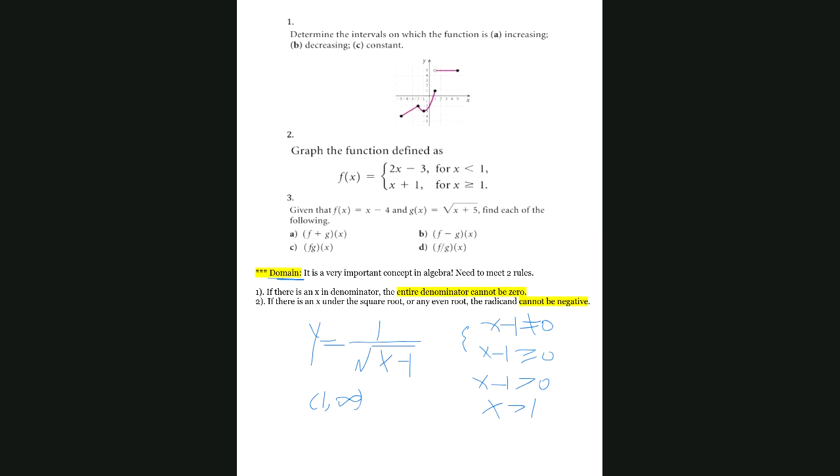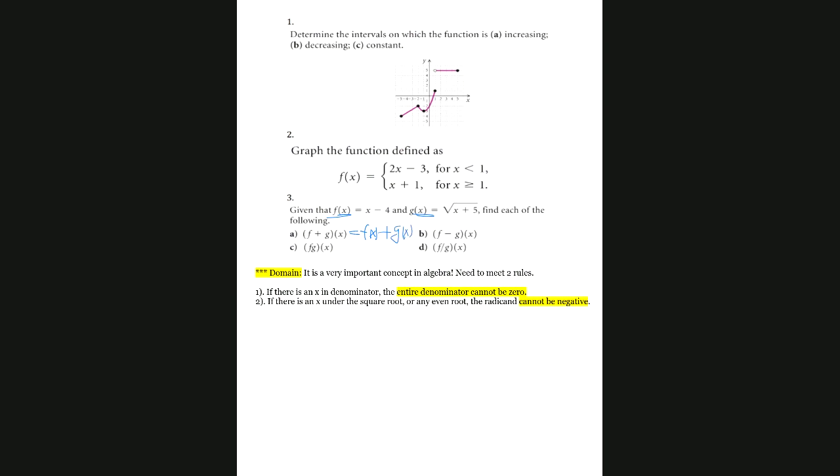All right, okay, let's look at this one right here. So I'm giving you f of x and g of x, okay? f of x is x minus 4, right? g of x is square root of x plus 5. Can we do this one right here? The answer is yes. This is 2.2, okay? When you have f plus g of x, what does that equal to? Well, this is just equal to f of x plus g of x. Okay, so it's very easy in here.